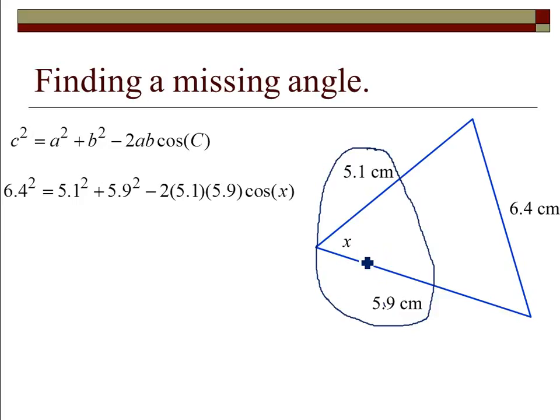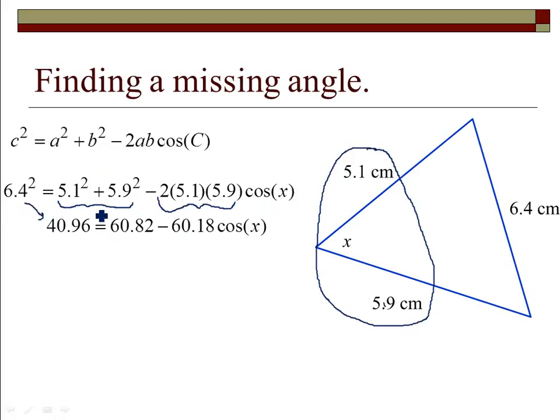Now, when you calculate this, this is one you have to be a little more careful with because it's a little bit harder to calculate. Do 6.4 squared, then do 5.1 squared plus 5.9 squared. Add those 2 together. Then you're going to put these 2 together, minus 2 times 5.1 times 5.9. Hit enter, times cosine of x. So it's 6.4 squared. These 2 added give you 60.82. These 2 added give you 60.18.